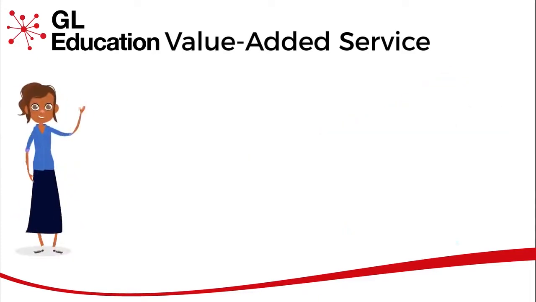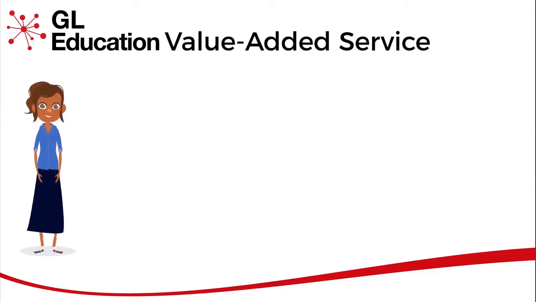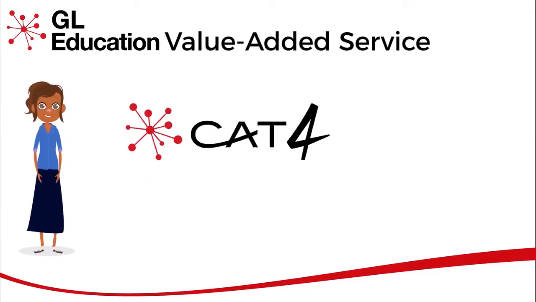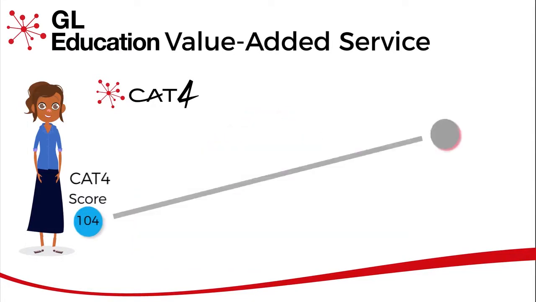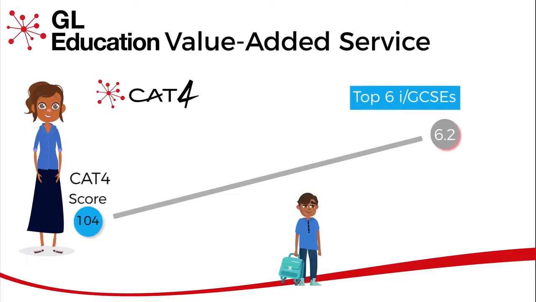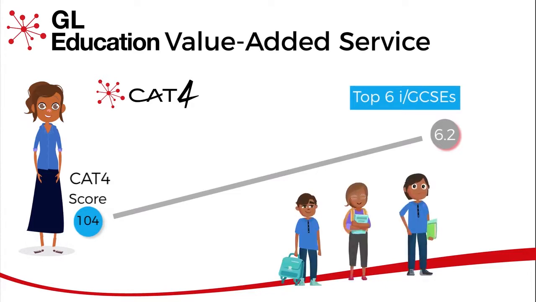Let us look at an example for one student. Raina sat a CAT4 assessment on entry into her school. Her CAT4 mean score was 104. The most likely performance for her top 6 IGCSE subject grades was 6.2. So, similar students with a CAT4 mean score of 104 typically attain a grade average of 6.2 for their top 6 IGCSE subjects.